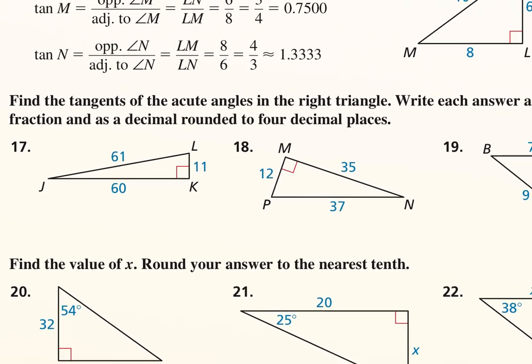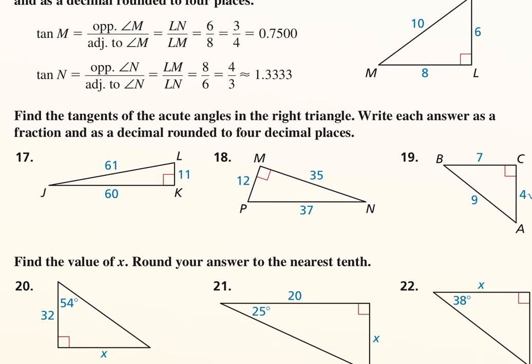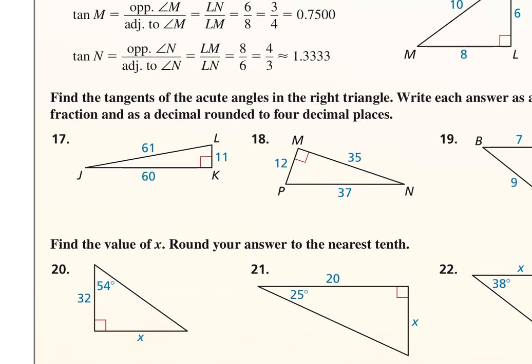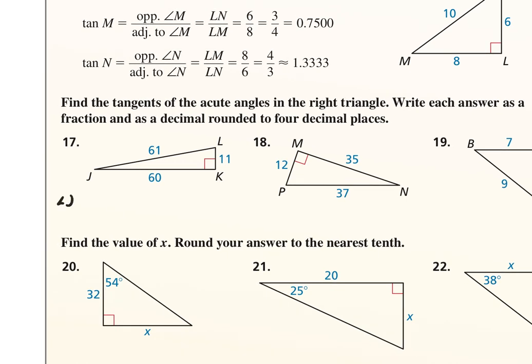17. So 17, 18, and 19 instructions said find the tangents of the acute angles in the right triangle and write each answer as a fraction and as a decimal rounded to 4 decimal places. So the two acute angles would be J and L. In J, opposite would be 11 and the hypotenuse would be 61. And honestly, that's how you will leave it on your test. I know it said also do the decimal rounded to 4 decimal places, but on your test, it's going to be a simplified fraction.